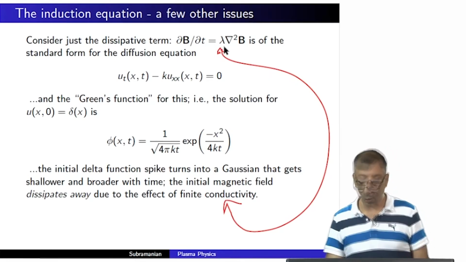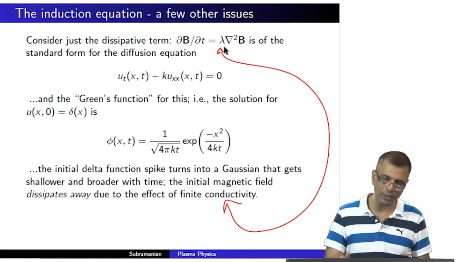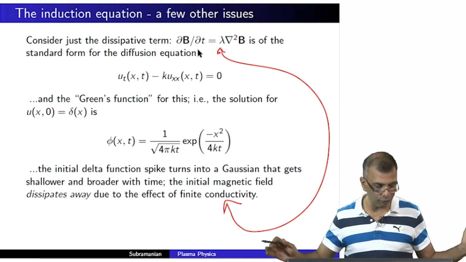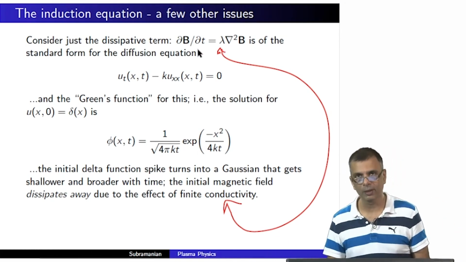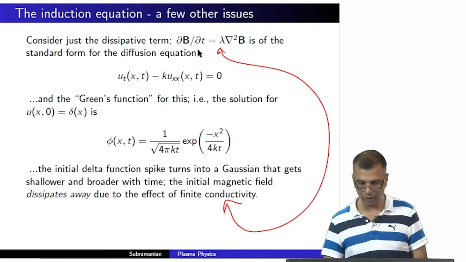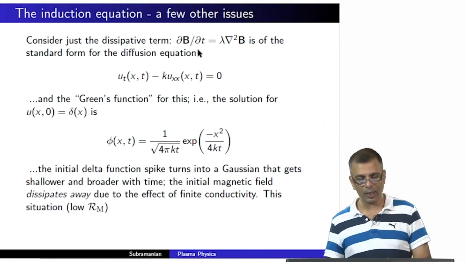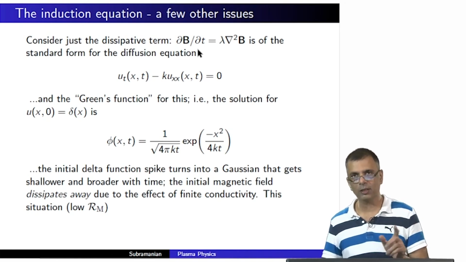So, if the conductivity were infinite, then this term would not be there and the magnetic field would not diffuse away, it would not dissipate away. That is why we made that statement in the previous slide. And so this would be a low Reynolds number situation.